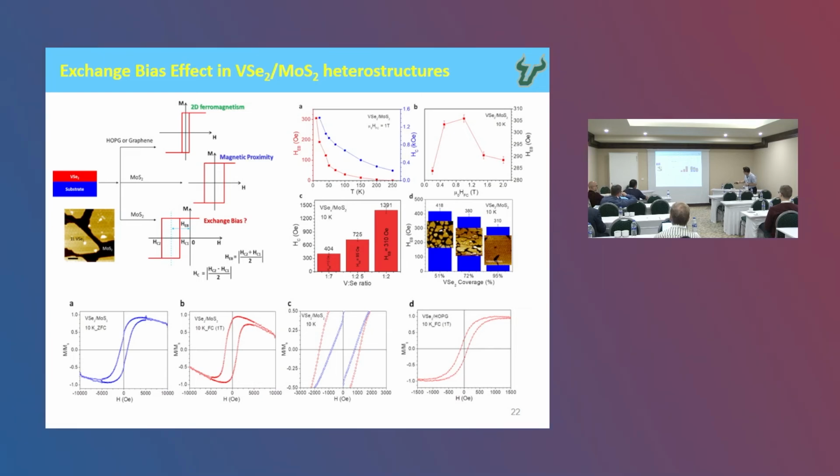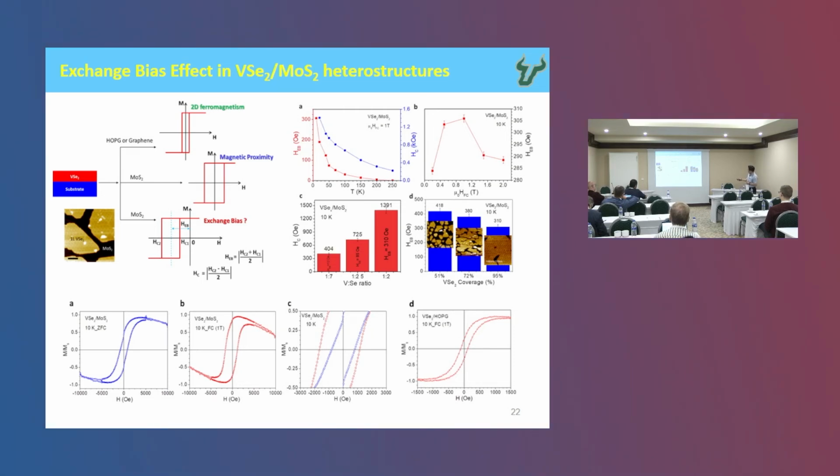And the feature is very different from the film grown on graphite, because in this case we don't see any exchange bias, right? So it's clearly confirmed that it comes from the interface between MoS2 and VSe2. When we perform the magnetic hysteresis loop measurement at different temperatures, here we plot the exchange bias field as a function of temperature, and we see that it drastically increases at lower temperature.